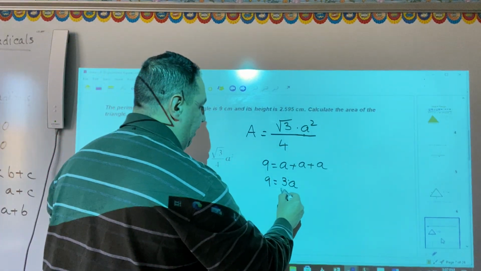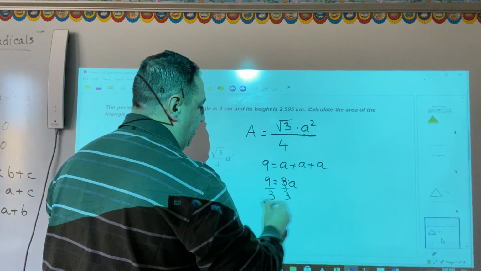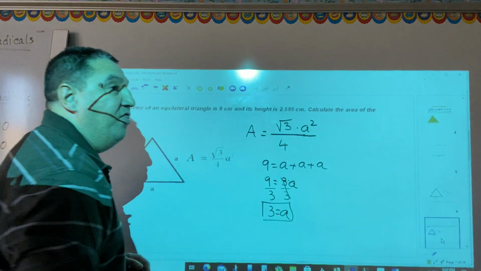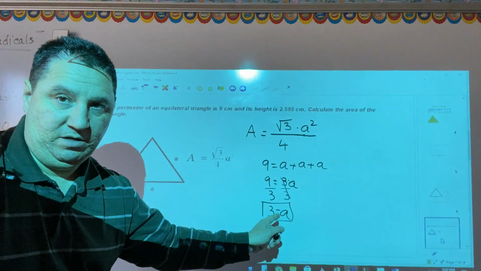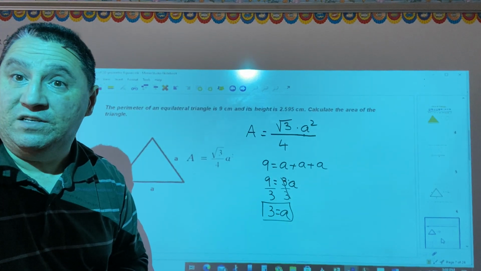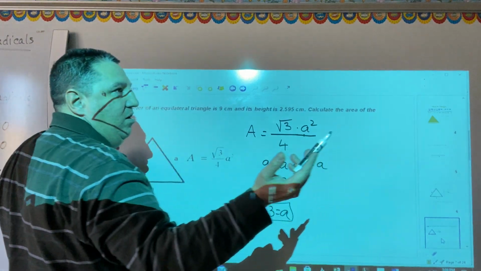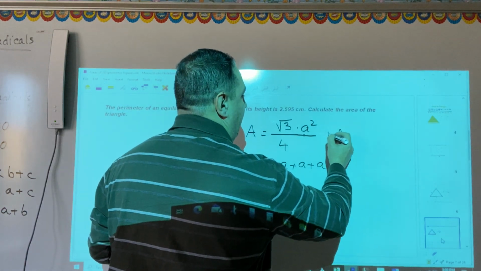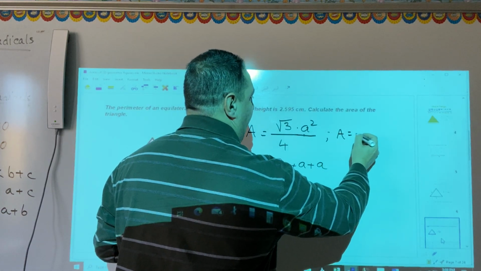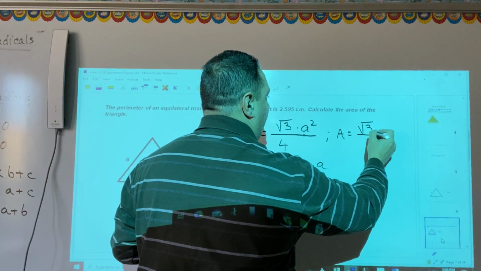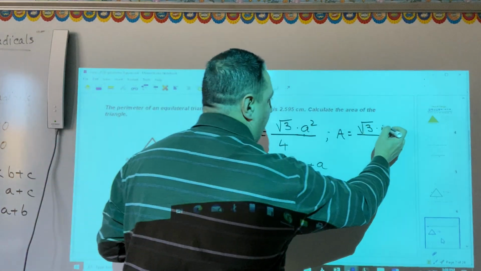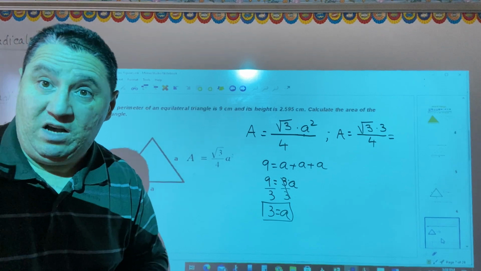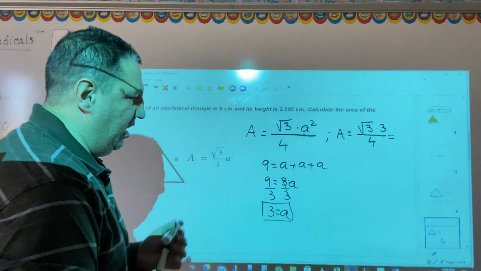We divide by 3 both sides, right? And we get 3 equals a. In other words, the length of the side of the equilateral triangle equals 3. Now we know a, we just simply plug it in. So we can say the area of the equilateral triangle would be square root of 3 times 3 squared over 4. And we can approximate this area using a calculator, right?